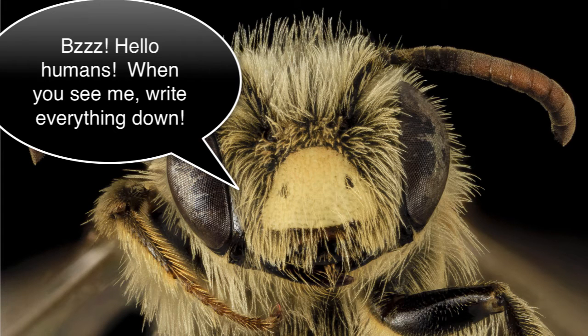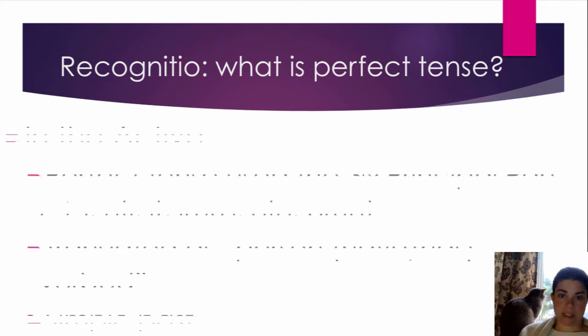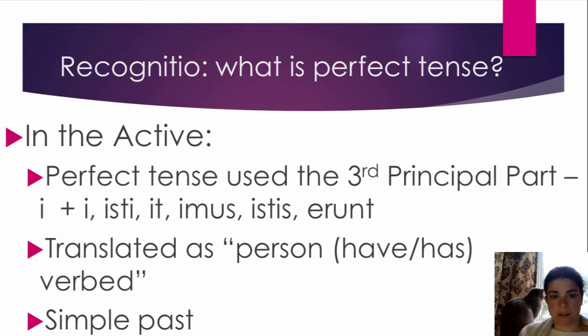Today we're going to be talking about the perfect passive indicative. So first let's review. What is perfect tense? Perfect tense in the active is the form that uses the third principal part, and then you take off the i and add the endings i, isti, it, imus, istis, erunt. It translates as "person, have, or has verbed." It's the simple past. We've used it quite a bit. It's one of the most popular tenses in Latin.